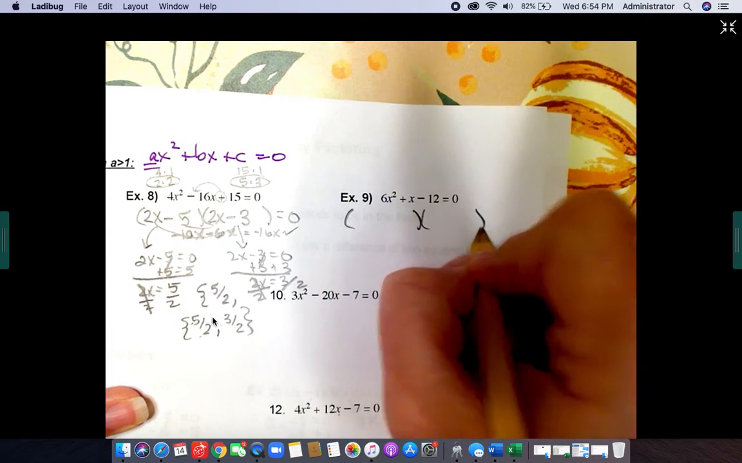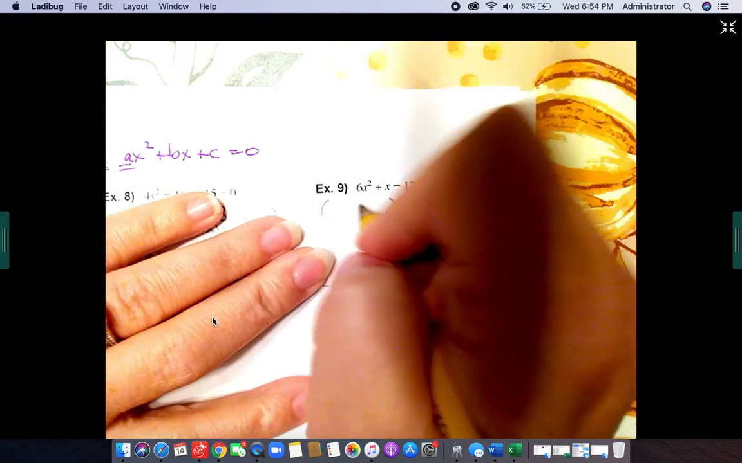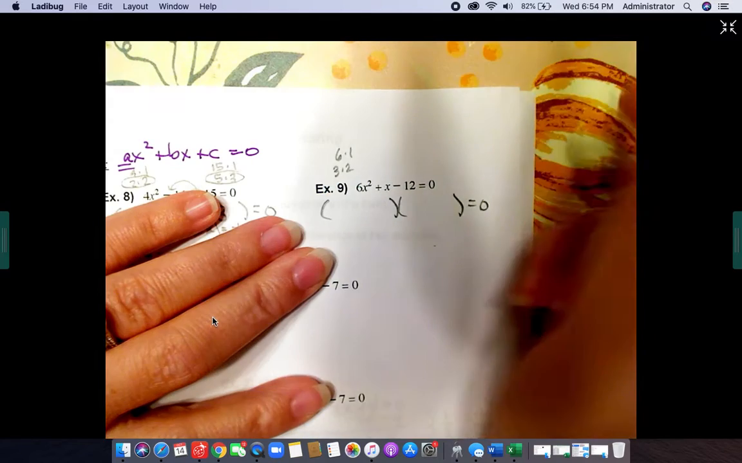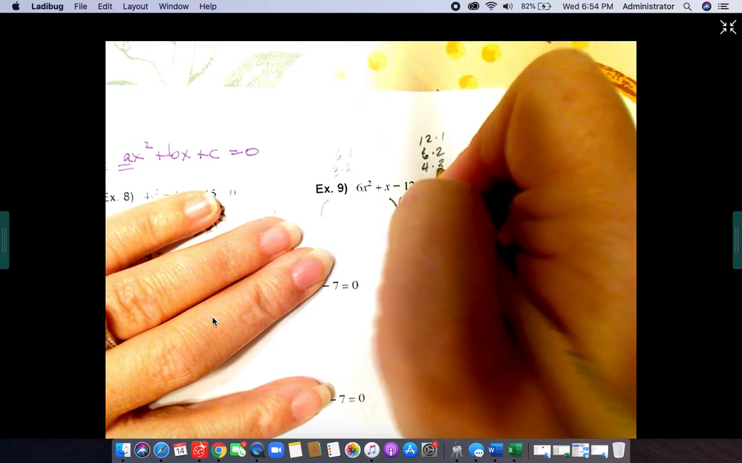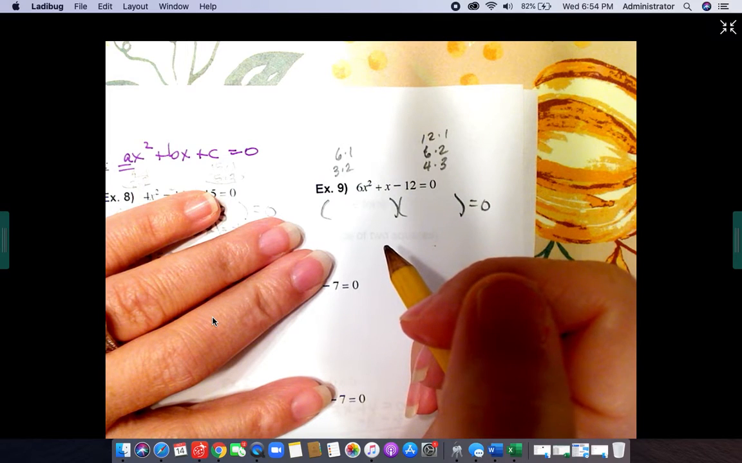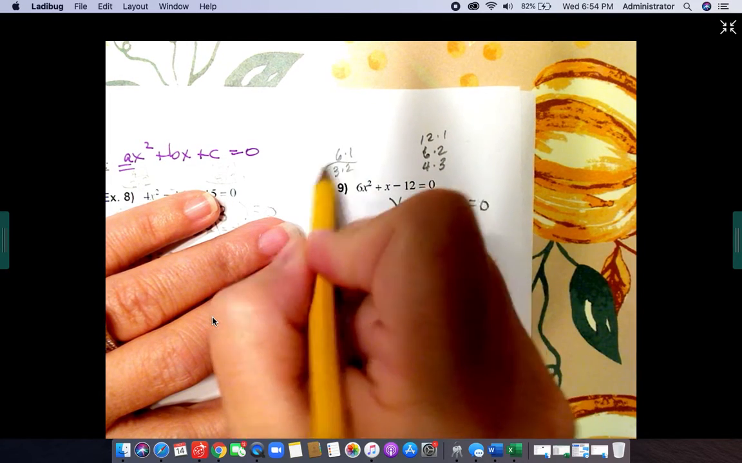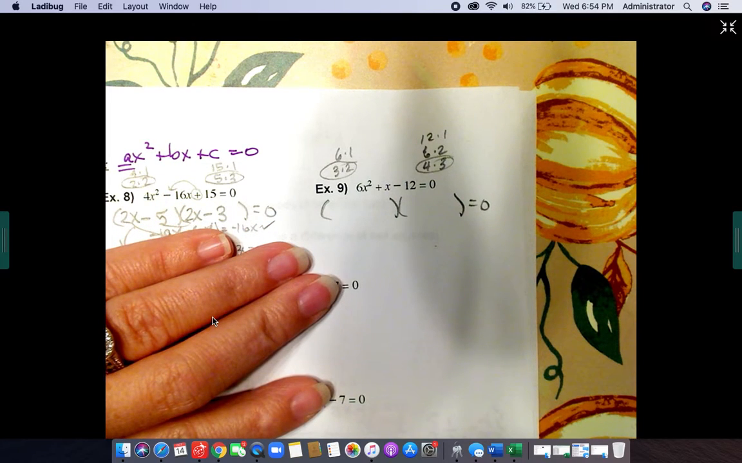All right, so let's talk about this one here. Looks like we're going to have some interesting options. For 6x squared, you could use 6 and 1 or 3 and 2. For 12, we got 12 and 1, 6 and 2, or 4 and 3. So remember what we said about using the set of factors that are closest together first. More often than not, so not all the time, but more often than not, they are the factors closest together.